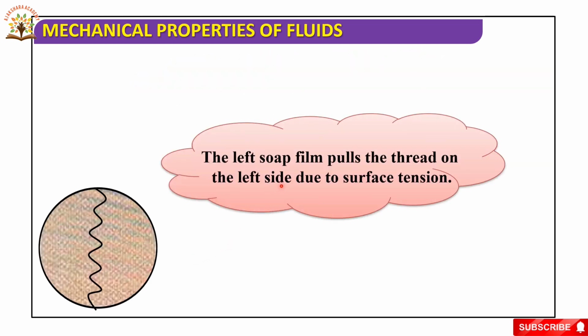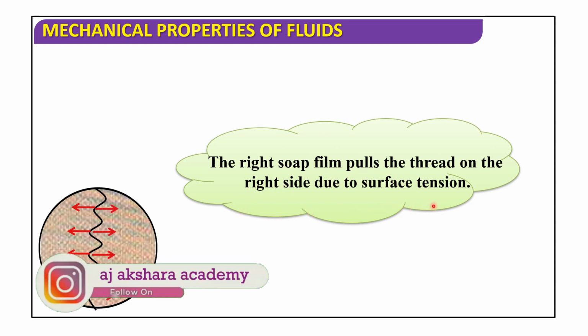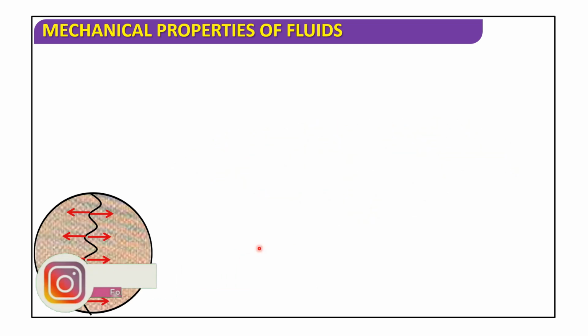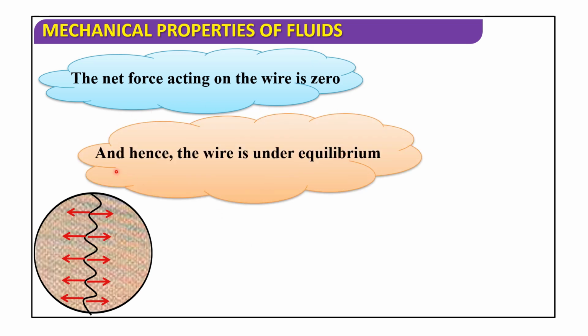The left soap film pulls the thread on the left side due to the surface tension, and the right soap film pulls the thread on the right side due to the surface tension. So the net force acting on the wire is 0 and hence the wire is in equilibrium.